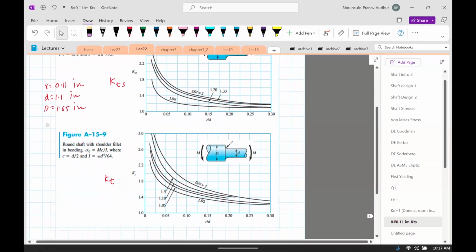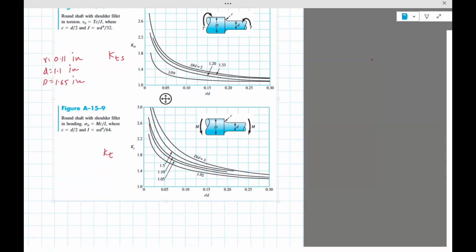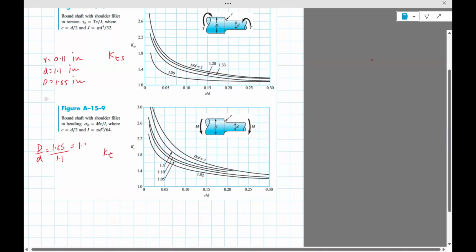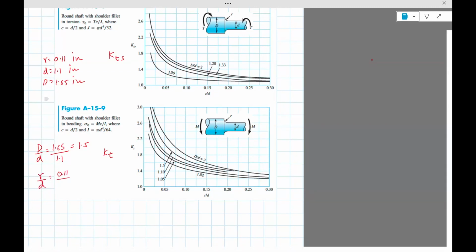Let's compute the factors of interest. Here we're interested in computing capital D divided by small d, so 1.65 divided by 1.1. That's 1.5. And then small r divided by small d, that's 0.11 divided by 1.1. That comes out to be 0.1. So that's all we need.